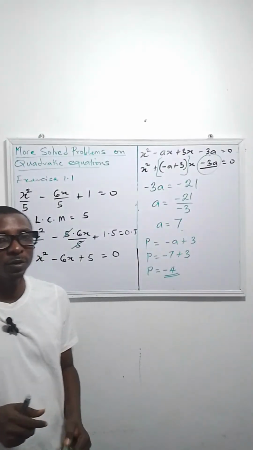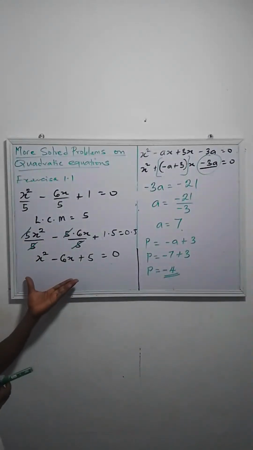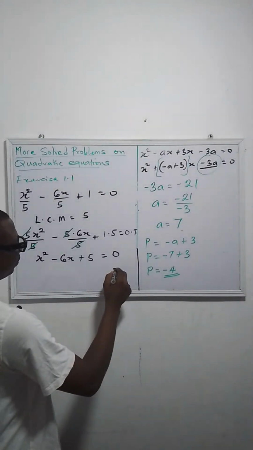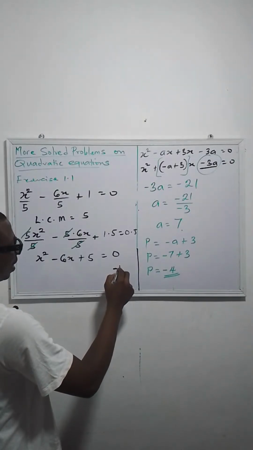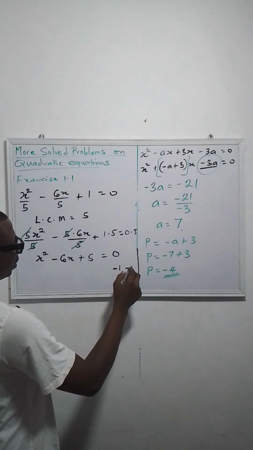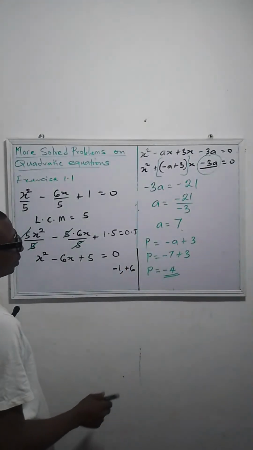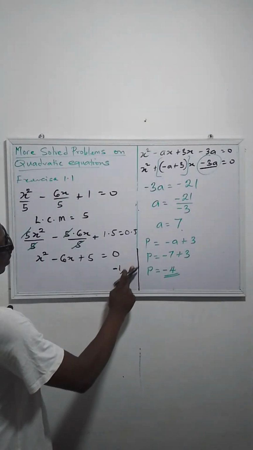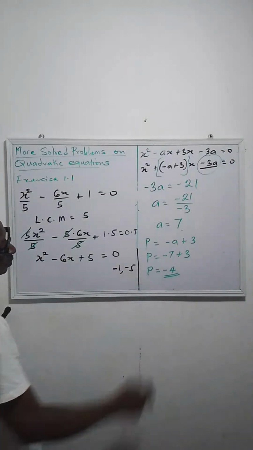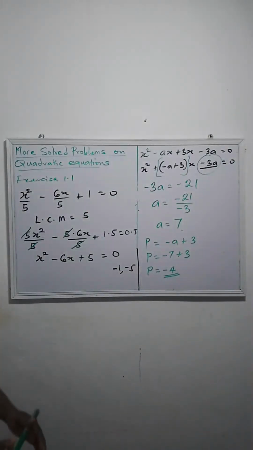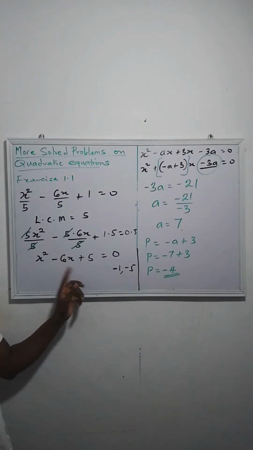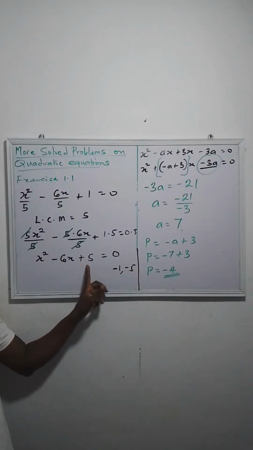Very fine. Okay. So the two numbers needed here are negative 1 and negative 5. Okay, so these are the two numbers. When you add these together, you have negative 6. When you multiply together, you have positive 5.